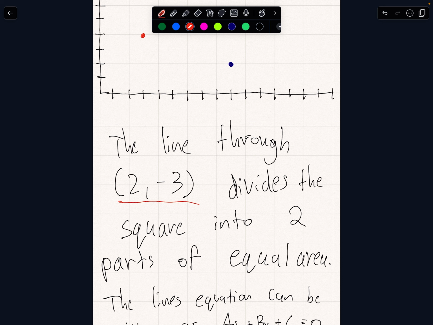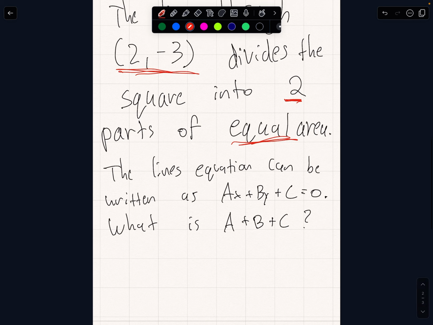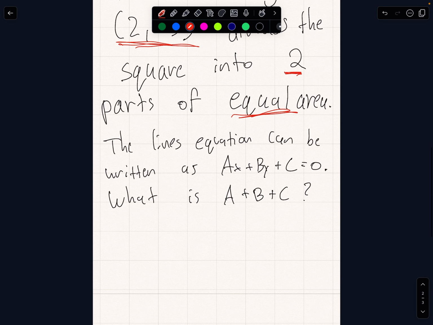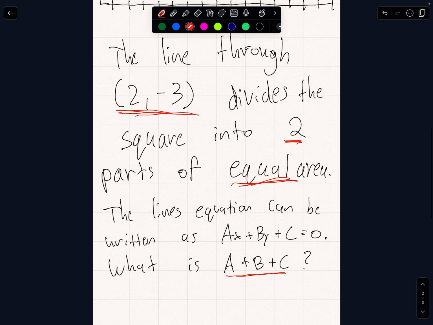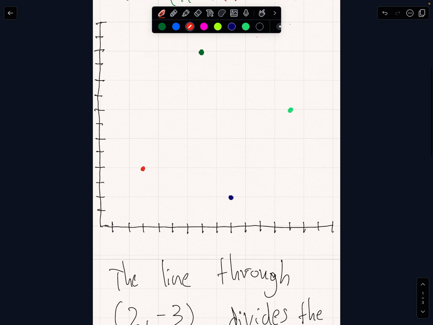So the line going through 2, -3 divides the square into two parts of equal area, so it splits it in half. And the line's equation can be written as ax plus by plus c equals 0. What is a plus b plus c? So they obviously want us to find the equation of the line that passes through this coordinate system and also splits the square in half.